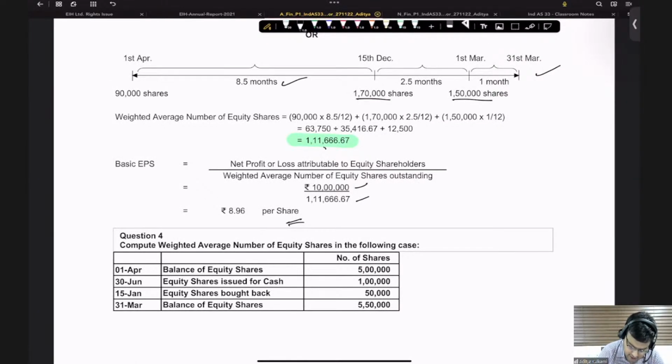Compute weighted average number of equity shares in the following case. Balance of equity shares 5 lakhs, issued for cash, equity shares bought back, and balance. So now I want you to try this question by yourself right now. Do it quickly, should not be difficult. You can do either method 1 or 2, whichever you like. Don't look at the solution which is there on the next page. Be true to yourself. You should be getting your answer.